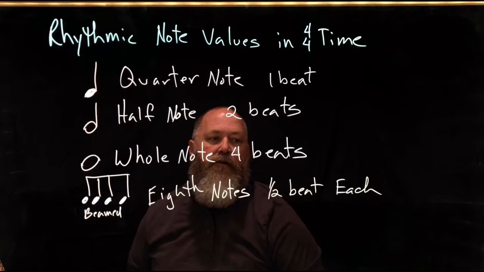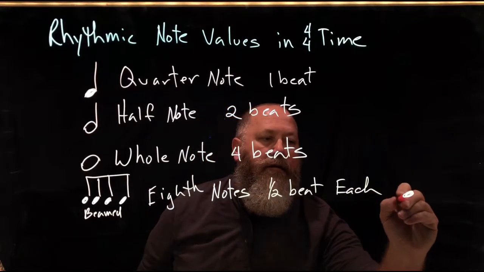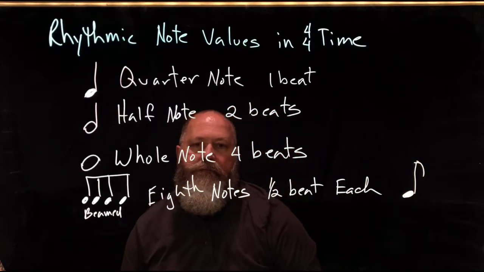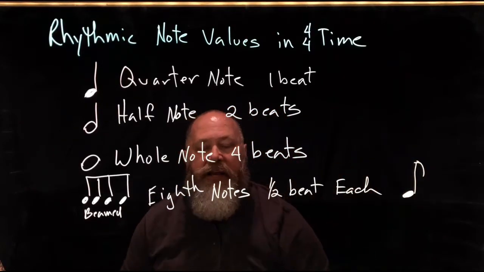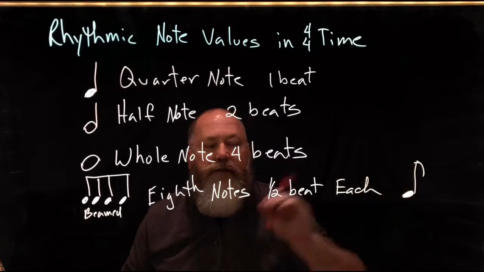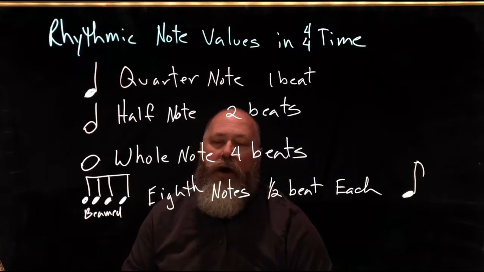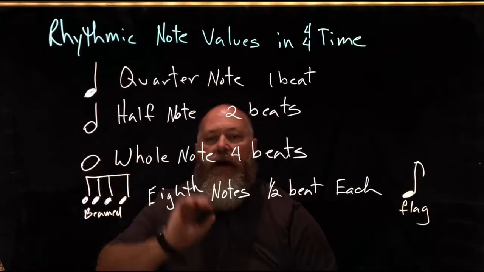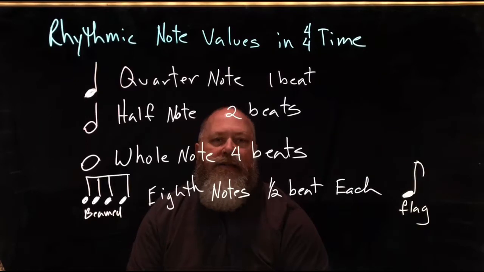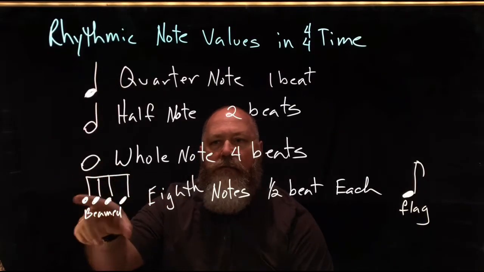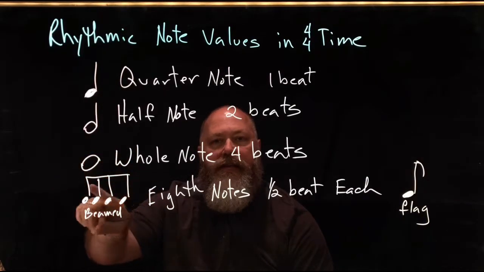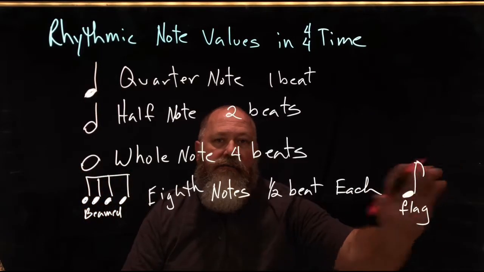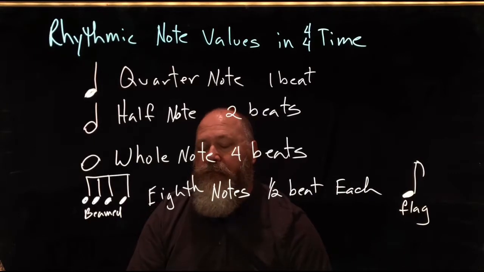Eighth notes can also be written like this with a flag hanging off the stem. When we're writing only one eighth note, we would use the kind with the flag. When we are writing several eighth notes, we would use the kind that are beamed together. That's simply because when we have several of them in a row, this is easier for your brain to recognize how many there are than if we had a series of single flagged eighth notes.